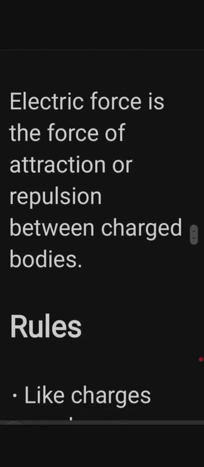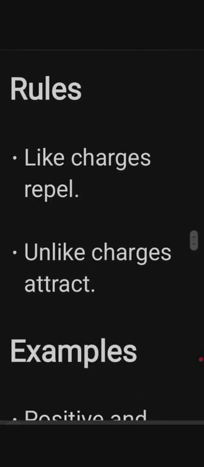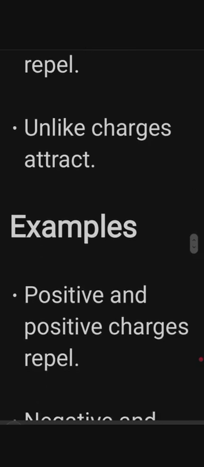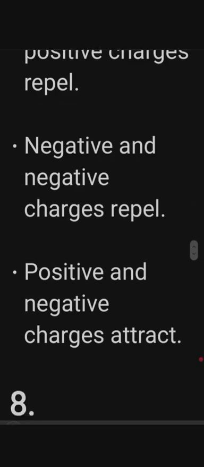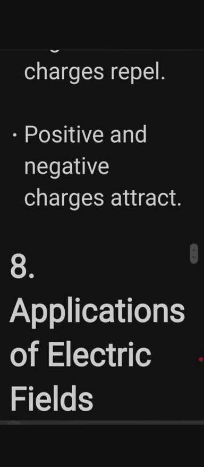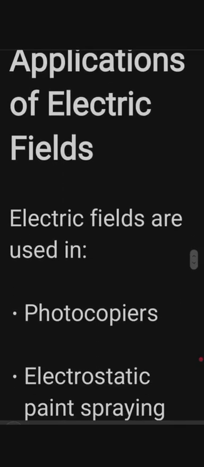Electric force. Electric force is a force of attraction or repulsion between charged bodies. Like charges repel each other while unlike charges attract each other. So if you bring a positive and a positive charge close to each other, they will repel each other. If you bring a negative and a negative charge close to each other, they will also repel each other. But if you bring a positive and a negative charge close to each other, they will attract each other.